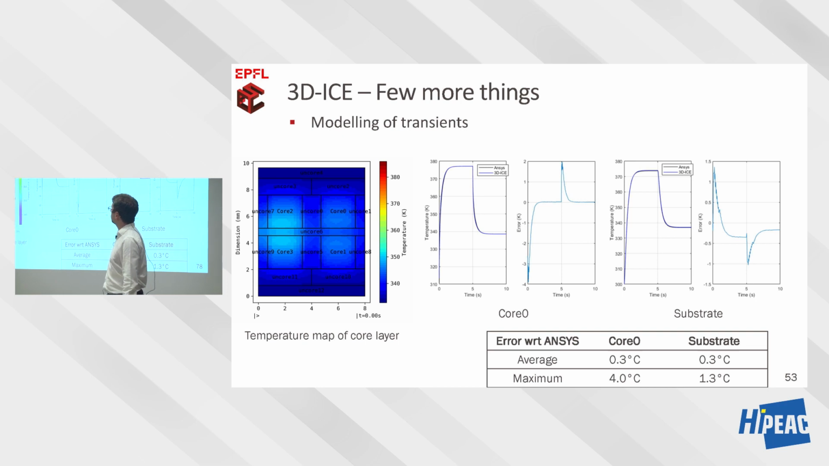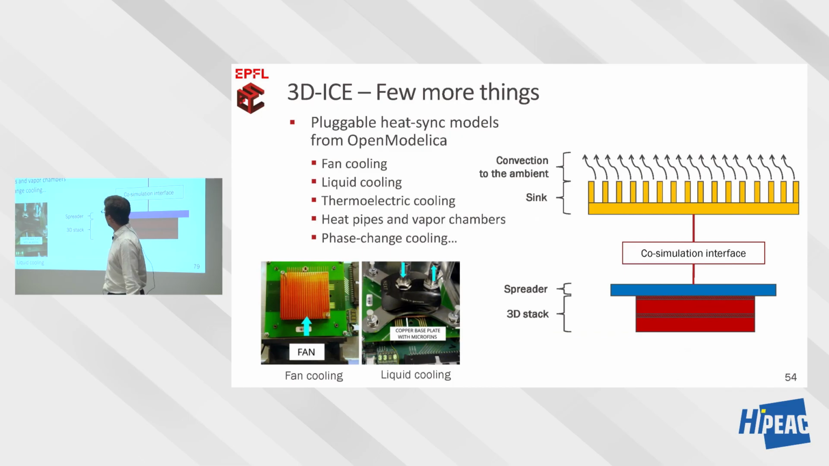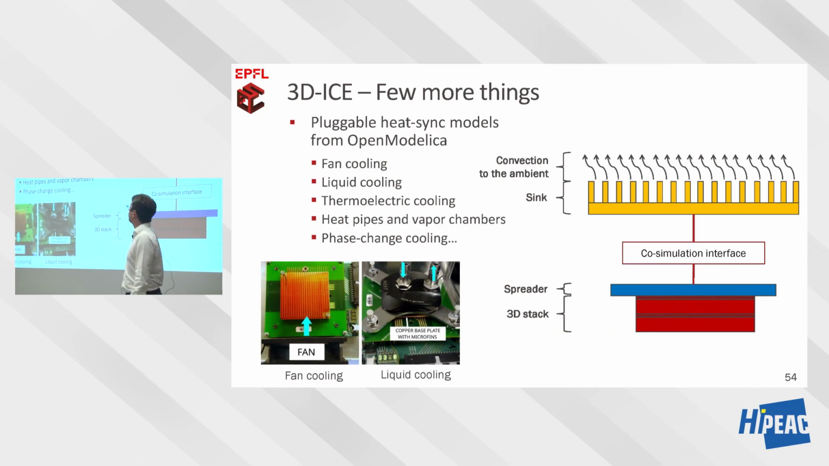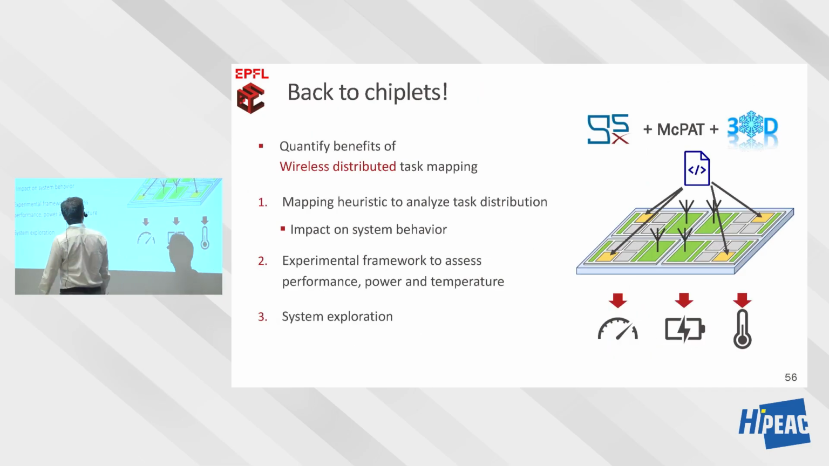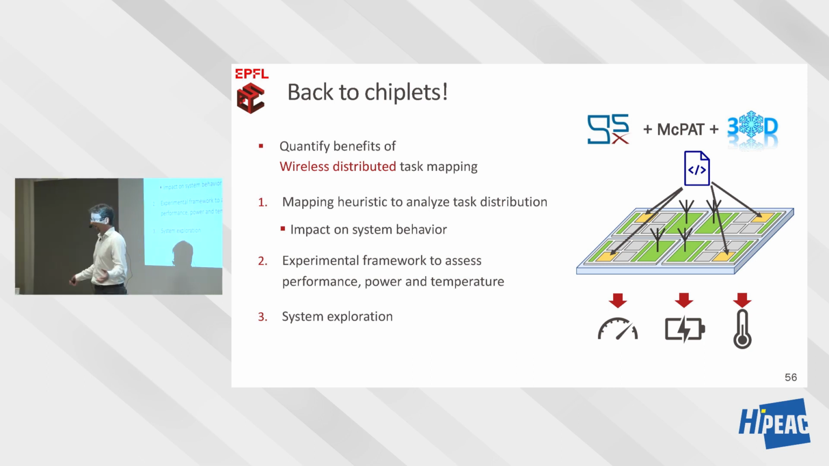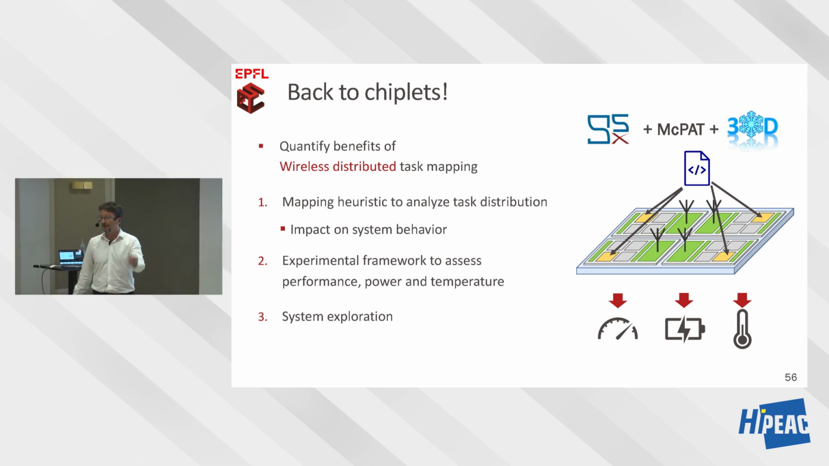Other things: you can use 3D-ACE to model steady state, but you can also model transients, and you can plug in different types of heat sinks separately from the tool itself, so you can define them with OpenModelica and plug them in. It is accurate. The red line is measured, the black line is 3D-ACE. You cannot distinguish them. And it's very useful if we want to model a thermal-aware task mapping distribution using wireless links. We are back to square one.